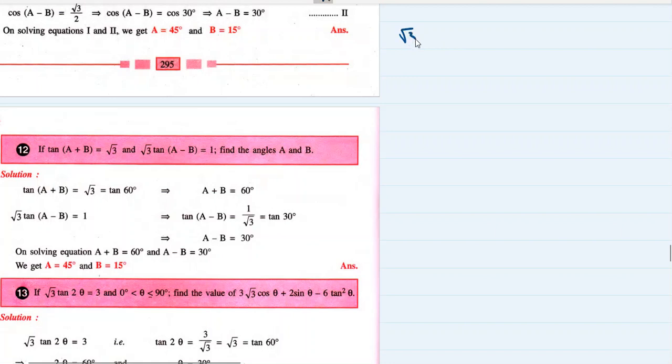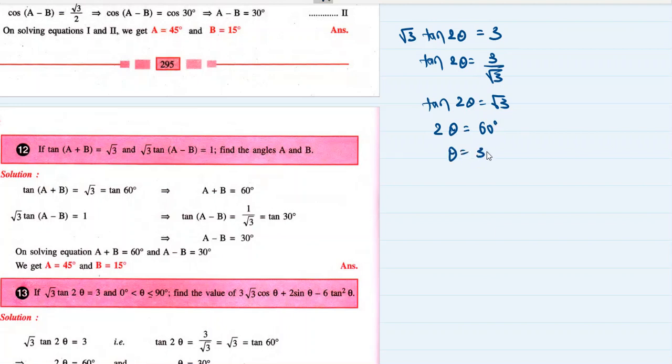Okay, root 3 times tan 2 theta is equal to 3. So tan 2 theta is equal to 3 by root 3, which is tan 2 theta is equal to root 3. That is 2 theta is equal to 60 degrees and theta is equal to 30 degrees. So we got the value of theta. So theta is between 0 and 90. Yes, of course. Find the value of 3 root 3 cos theta plus 2 sine theta minus 6 tan square theta.